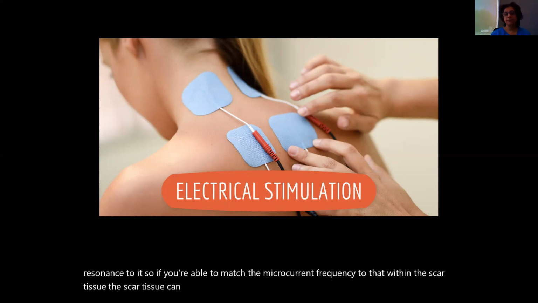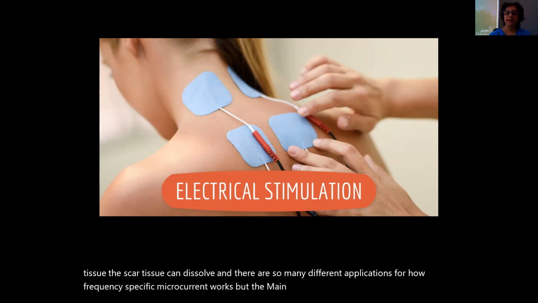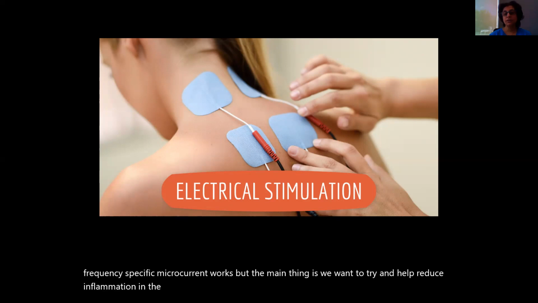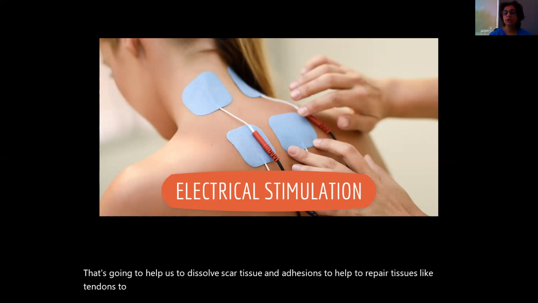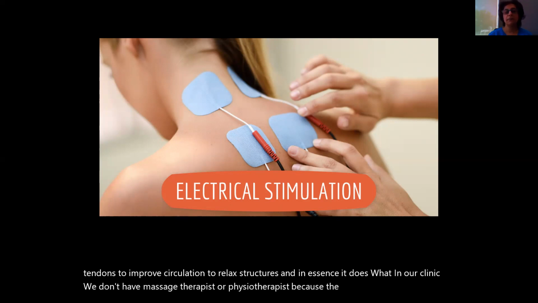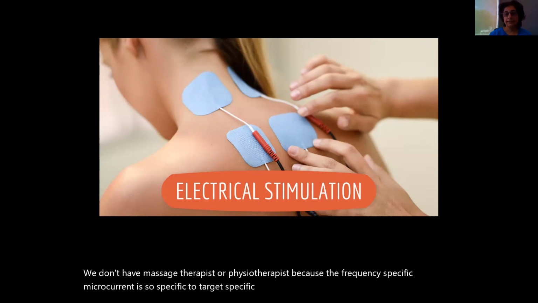And there are so many different applications for how frequency-specific microcurrent works, but the main thing is we want to try and help reduce inflammation in the body. That's going to help us to dissolve scar tissue and adhesions, to help to repair tissues like tendons, to improve circulation, to relax structures. And in our clinic, we don't have massage therapists or physiotherapists, because the frequency-specific microcurrent is so specific to target specific tissues that we don't need these therapies in our office.